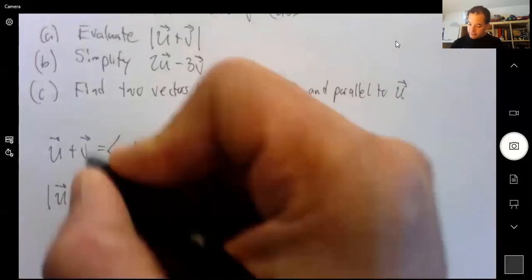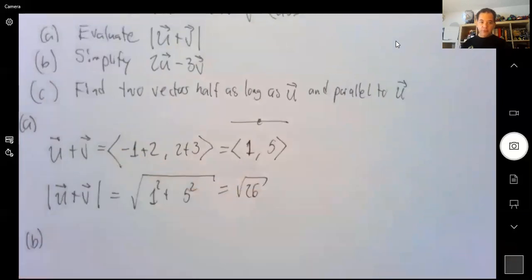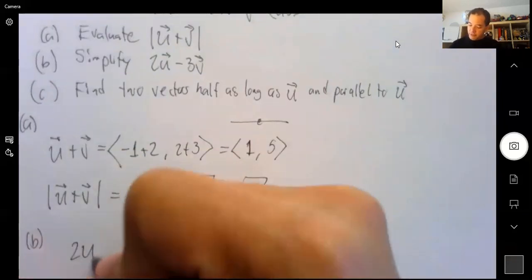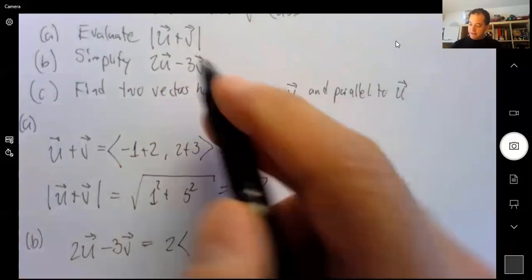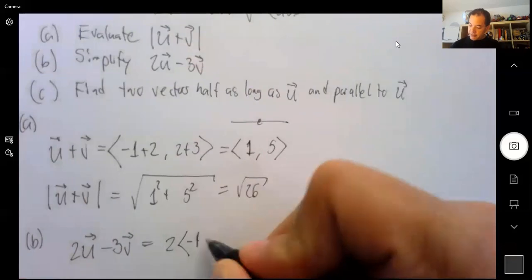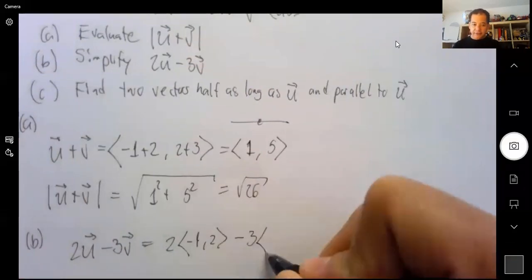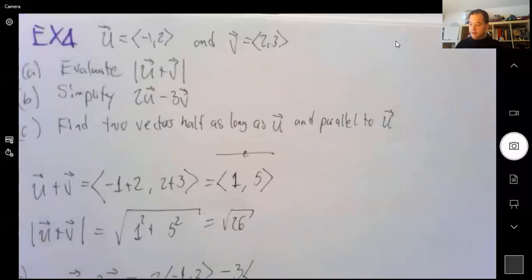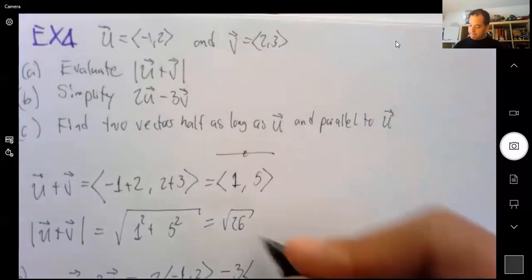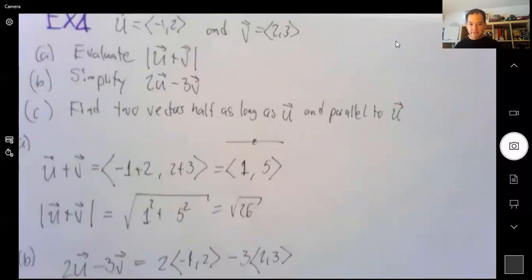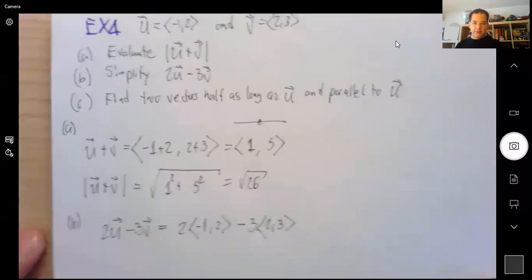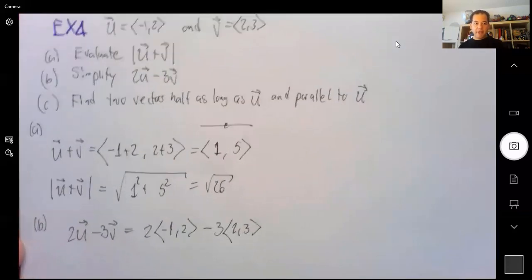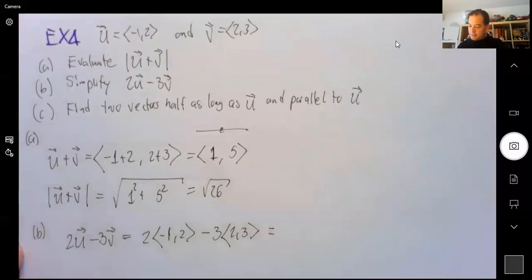So that was part A. Now let's go towards part B. It says simplify 2u minus 3v. Well, what is u? u is the vector -1, 2. So I'll write it here. And -3v, and v is the vector 2, 3. Okay, better. Okay, and let's now simplify.